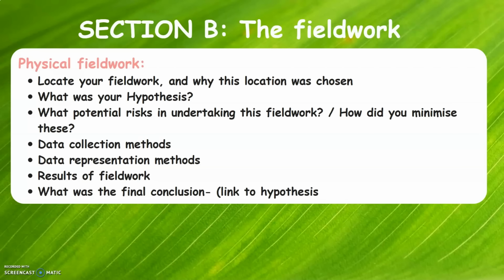And then finally, what was your final conclusion? So this is where you link it back to your hypothesis. So, for example, if your hypothesis is that coastal management schemes are necessary, then your conclusion could be, yes, they are necessary because of all your data collection methods, or no, they're not necessary because of the same. Now, you should argue for or against, depending on how strong your data collection methods are and which way they sway you. Do they suggest that it actually needs protection, or does it suggest that it doesn't?